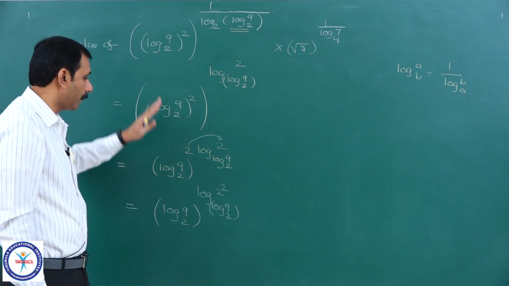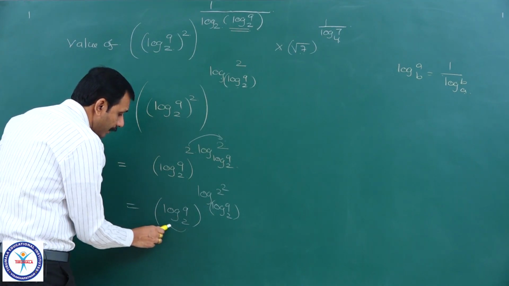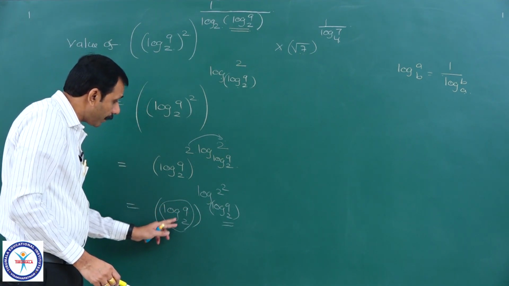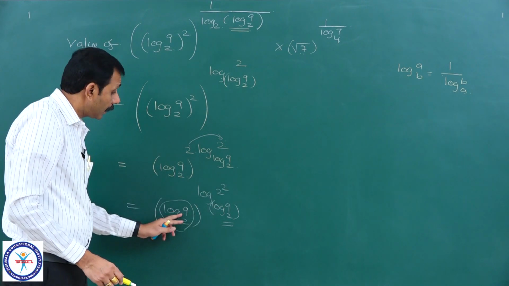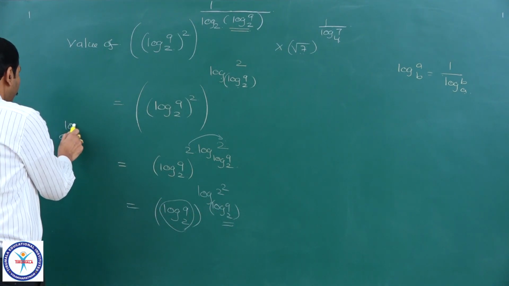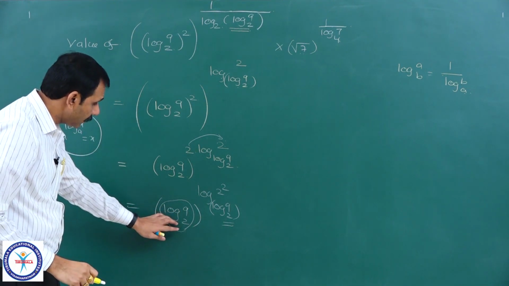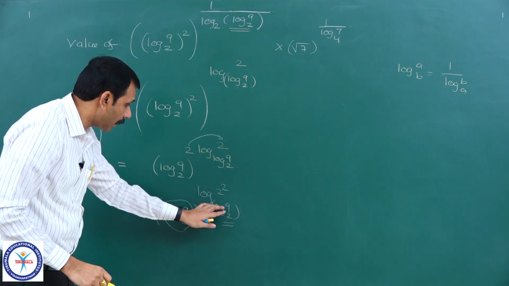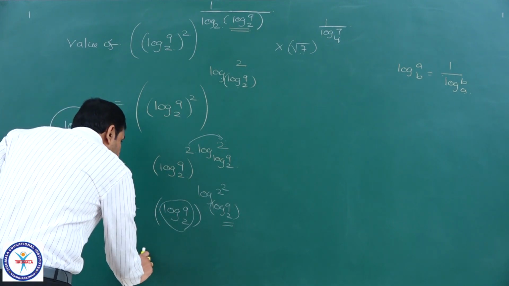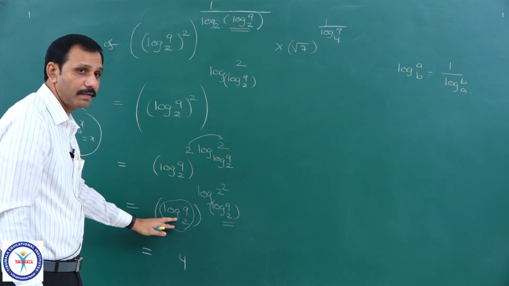Now the simplification is almost over for this one. Observe. Log 9 to the base 2, call it a; this base is also a. It is of the form a power log x to the base a, and a power log x to the base a is x only. That previous problem also we did. Because the base of this logarithm is also log 9 to the base 2, it is of the form a power log x to the base a. Therefore, it is equal to 2 square, 4. Hope you understood this simplification.